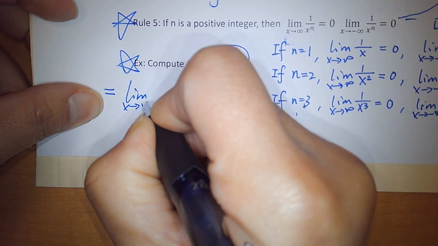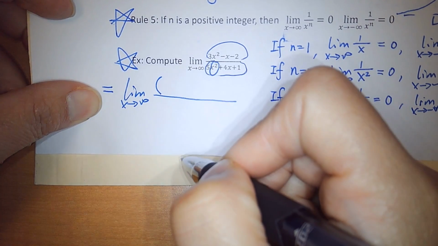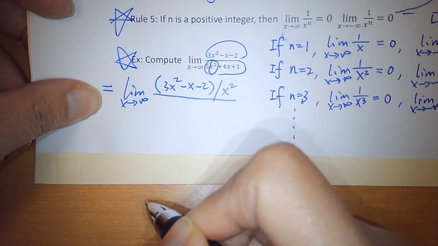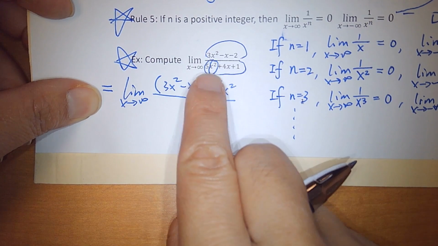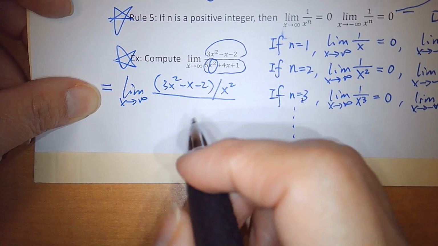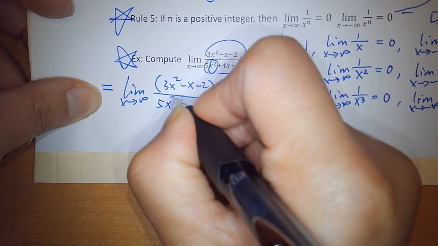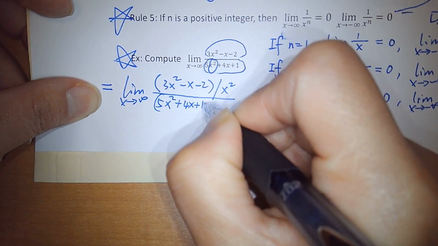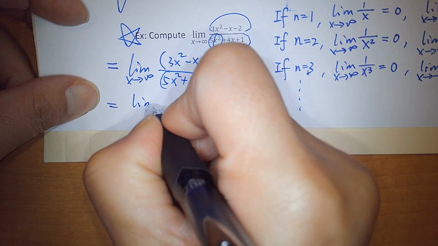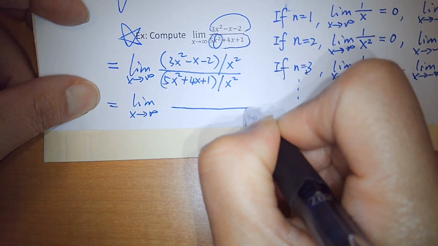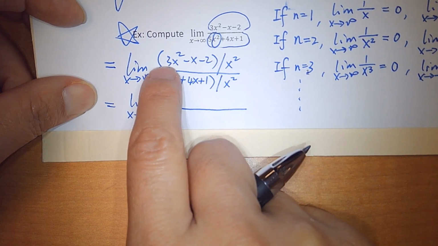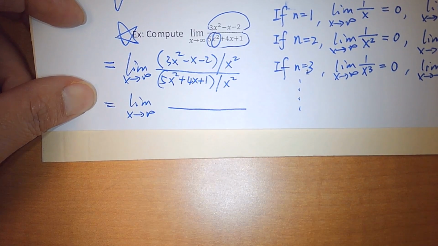I'll show you. Limit as x approaches infinity. On the top, 3x squared minus x minus 2 divided by x squared. Where does this x squared come from? The denominator, the highest degree term. And on the bottom, 5x squared plus 4x plus 1 divided by x squared. This equals the limit as x goes to infinity. 3 terms divided by 1 term. 3x squared divided by x squared gives us 3.